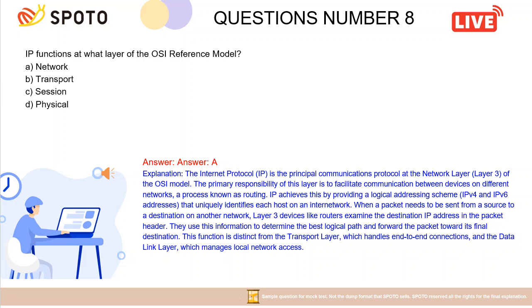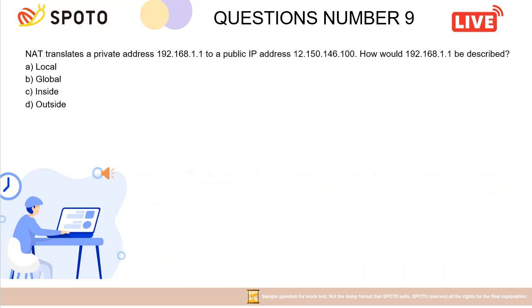Question 9. NAT translates a private address 192.168.1.1 to a public IP address 12.150.146.100. How would 192.168.1.1 be described? A. Local. B. Global. C. Inside. D. Outside. You have 15 seconds to answer.